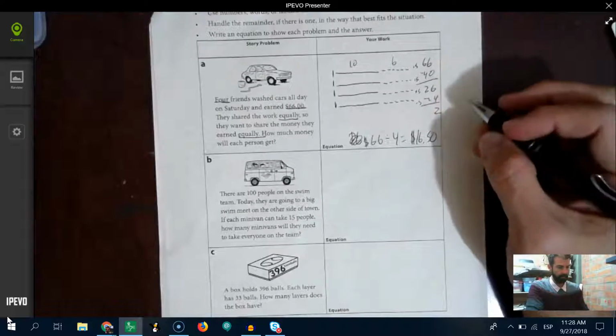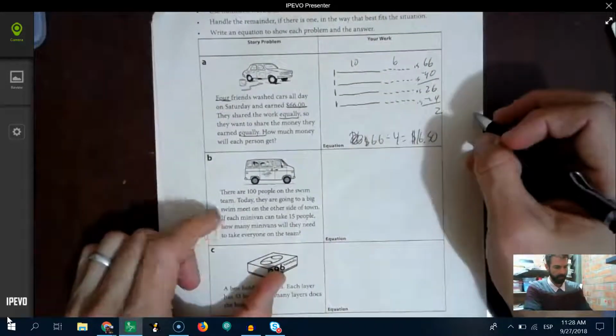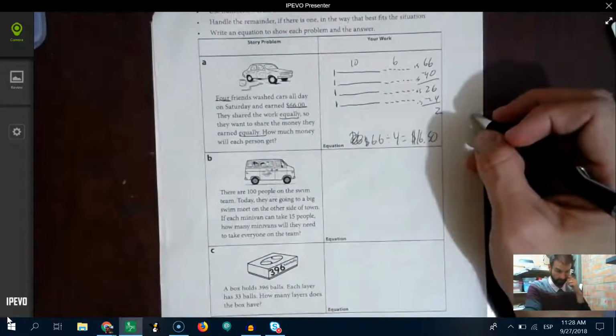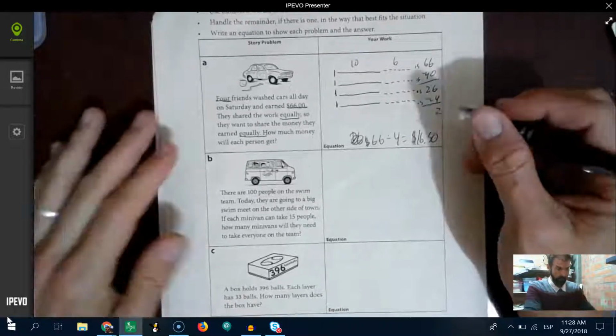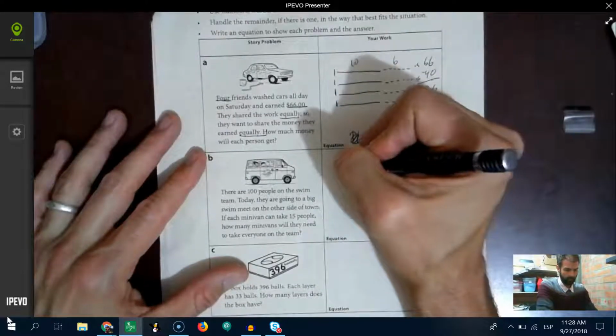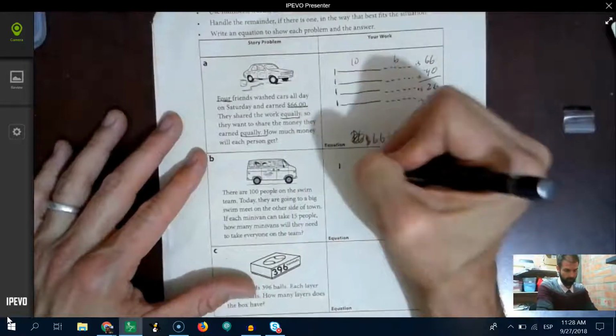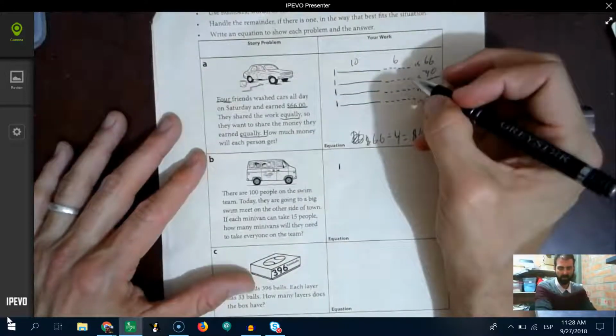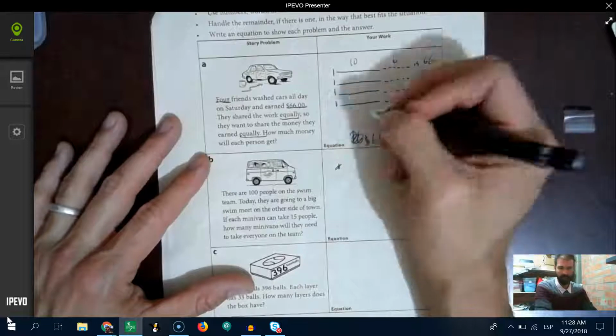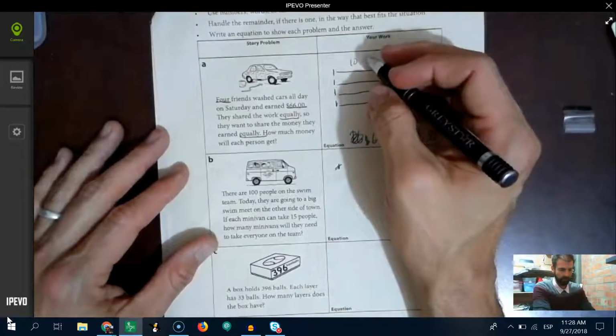There are 100 people on the swim team. Today they are going to a big swim meet on the other side of town. Each minivan can take 15 people. How many minivans will they need? So here's a minivan. Oh no, I think the ratio table. I shouldn't just do that. I should think about this. Right? Because I have a ratio.